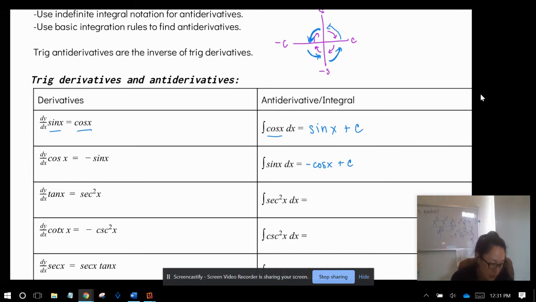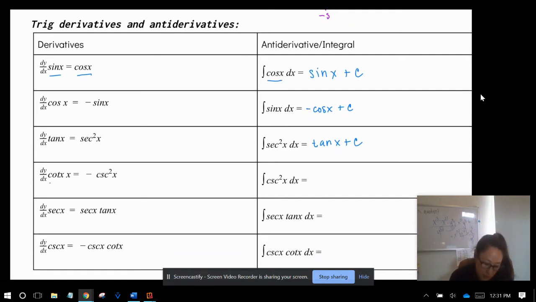All right, so tangent. The derivative of tangent is secant squared. So the antiderivative of secant squared would be tangent x plus c. The derivative of cotangent x is equal to negative cosecant squared x. And so the antiderivative of positive cosecant squared x would be negative cotangent x plus c.